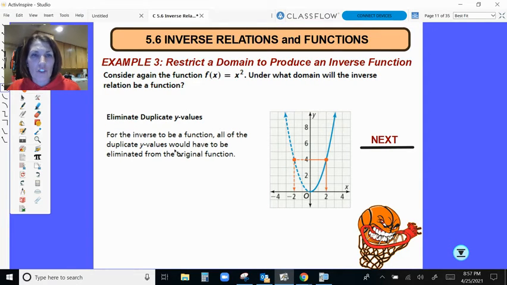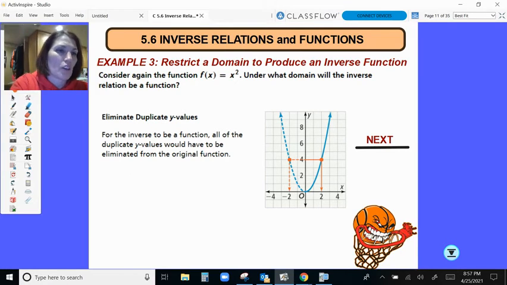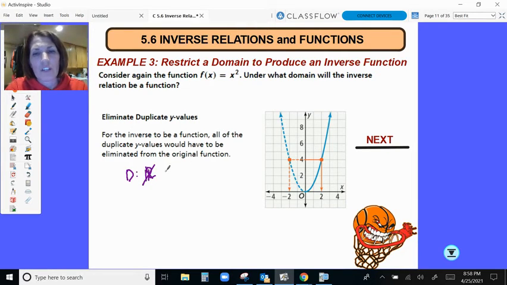Well, we're going to eliminate our duplicate y values. So we're going to cut off the left-hand side of this graph right here. Our domain used to be all real numbers for this parabola, but instead we're going to make our domain x is greater than or equal to 0. That's the only part of the graph we're going to keep.